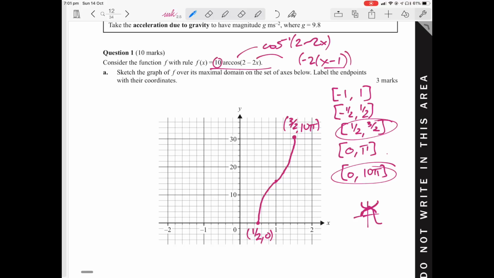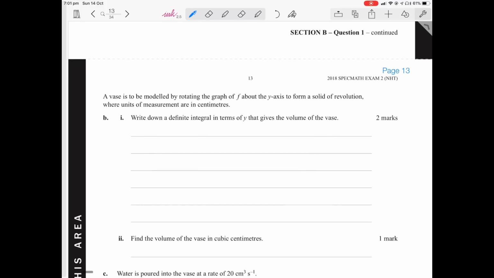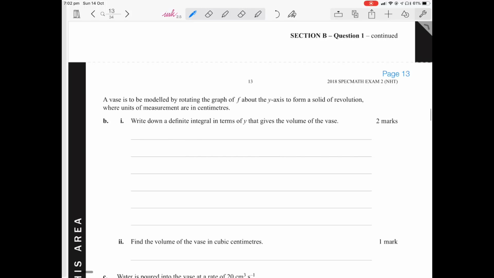Okay, sketch f over its maximum domain, labelling the endpoints with their coordinates. So 3/2, 10 pi, and 1/2, 0. You could have also done that on your calculator. Write down a definite integral in terms of y that gives the volume of the vase.